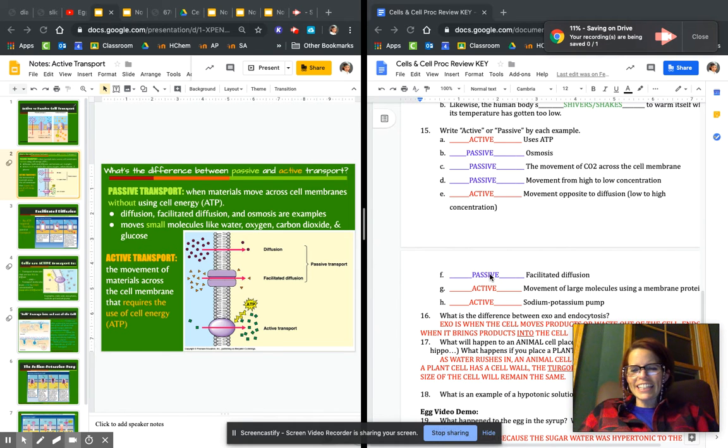All right, we're going to continue on with our review for cells and cell processes. This is part two. We were in the middle of question number 15 on your study guide. So we were talking about the movement of CO2. CO2 is a little molecule.